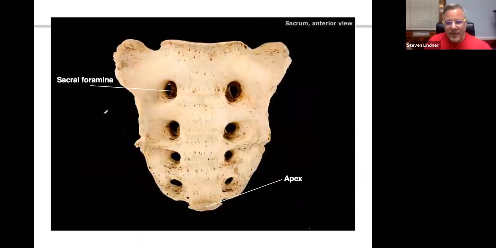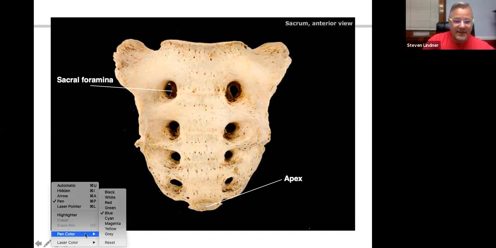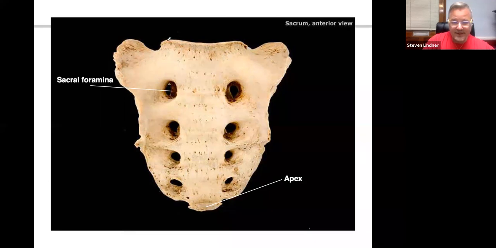And then you have the sacrum, the bottom bone. In the sacrum, you've got those holes called sacral foramina. The sacral base is on top here. This is the sacral base. This is the sacral apex. These are the sacral foramina.